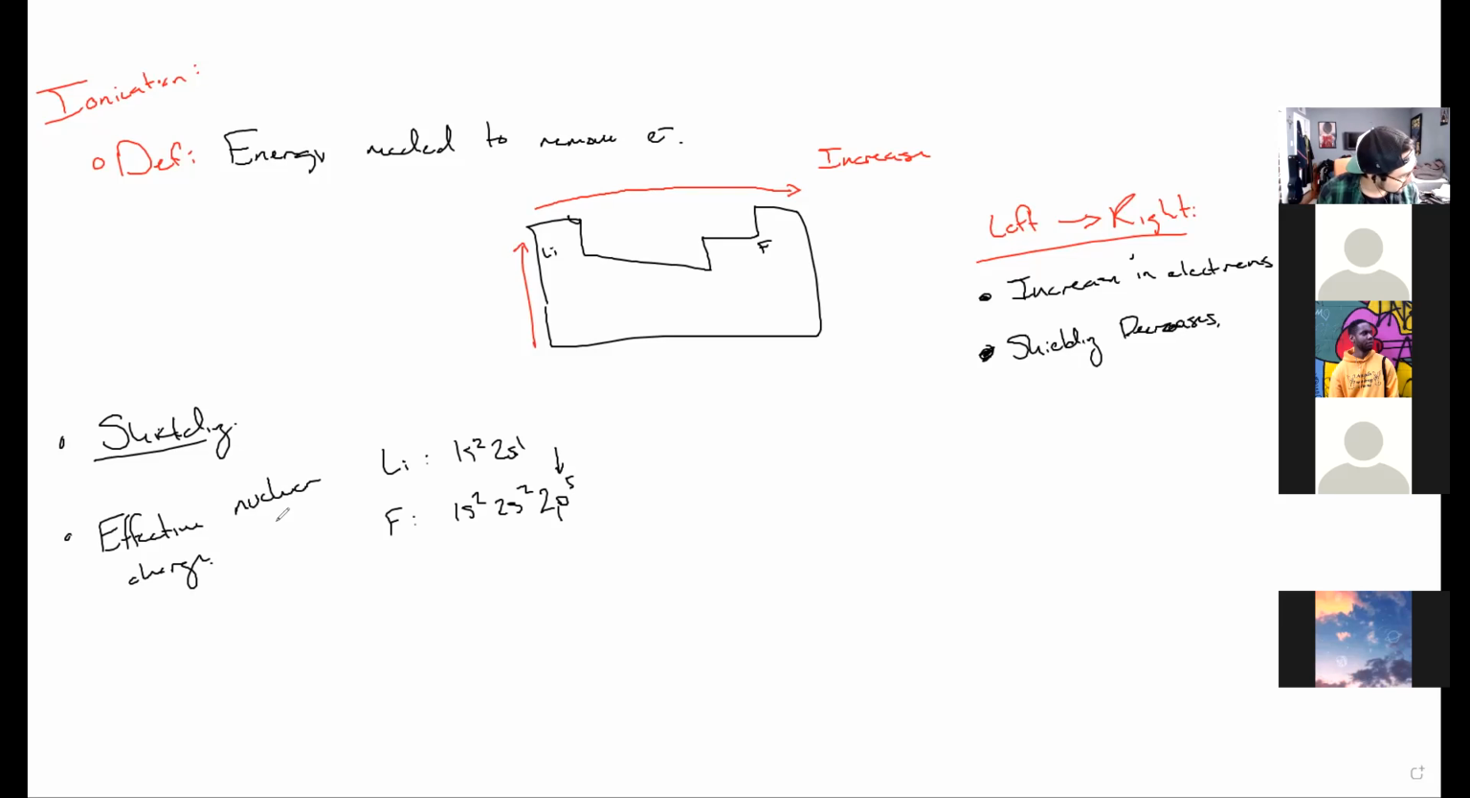So typically, shielding decreases and effective nuclear charge increases. The protons have more of a hold on the electrons. That's basically what effective nuclear charge is. So effective nuclear charge increases as well. And then going from bottom up, why does it increase going up a group?